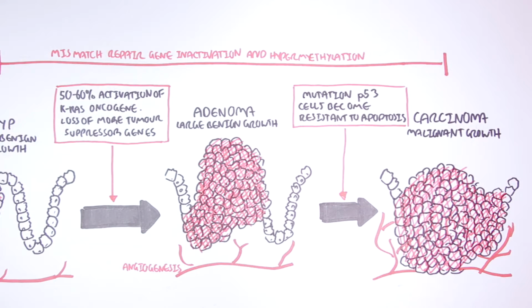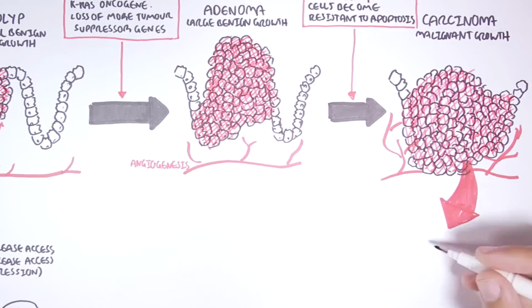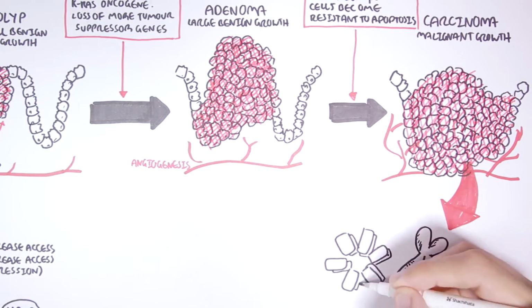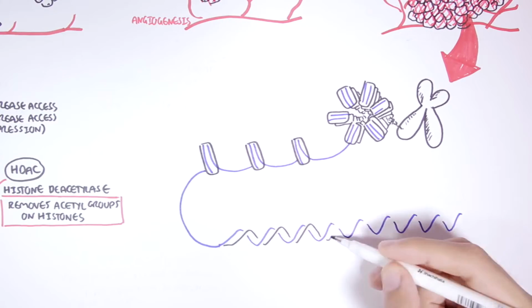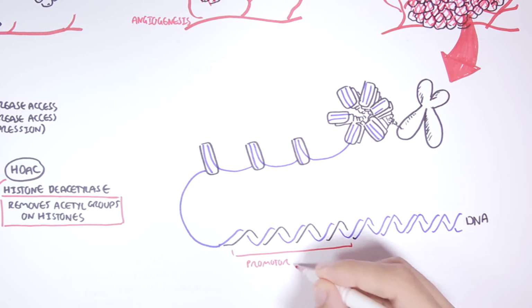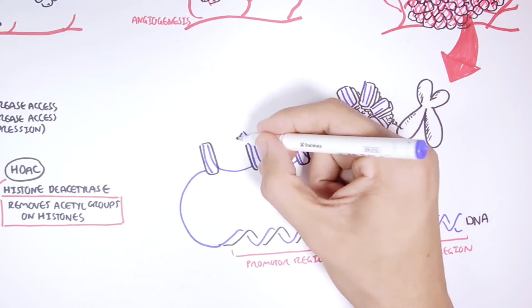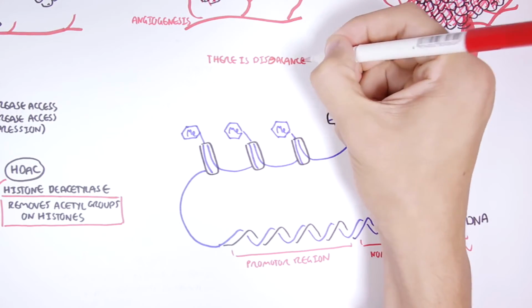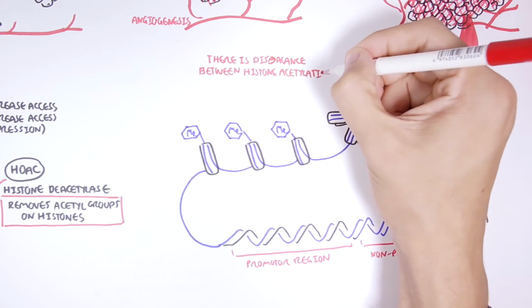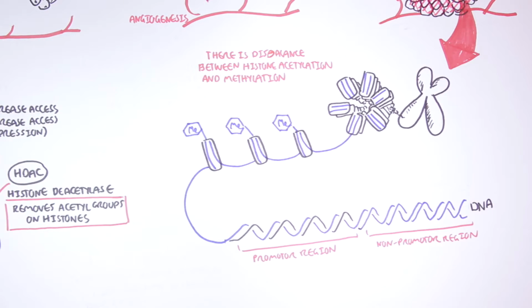Now that we're at this stage, let us look at the genetic material of this cancer cell. So here we have the chromosome again, the histone fibers and the histone, and then the DNA. The DNA, which has, remember, the promoter and non-promoter regions. In cancer cells, there's a disbalance between histone acetylation and histone methylation. So we see more methylated histones. Remember, methylation decreases access to transcription factors.